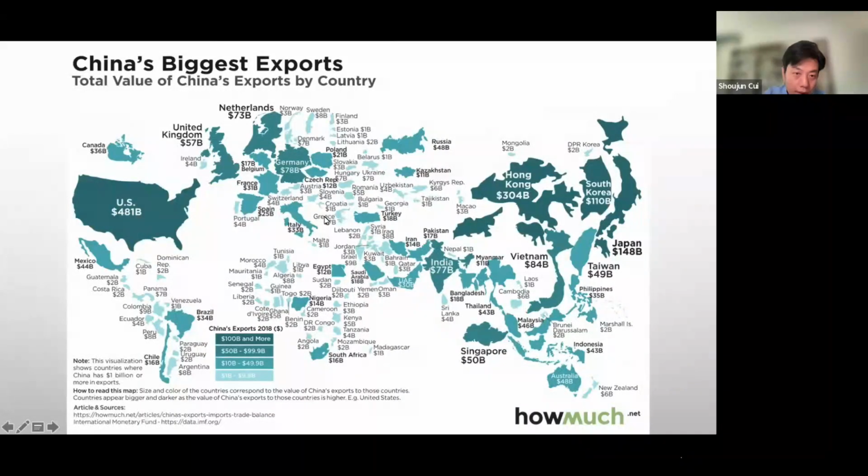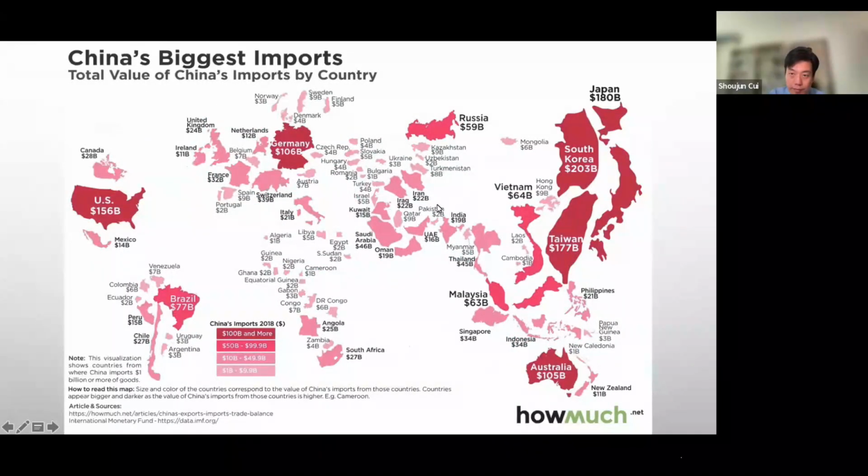This is another interesting graphic. This is China's biggest export. You can find Latin America here. So compared with other parts of the world, I think Latin America has huge room to grow. Another map is China's biggest import. You can find China imports a lot of things from Brazil, but from other Latin American countries not big enough. There is also huge room to improve.